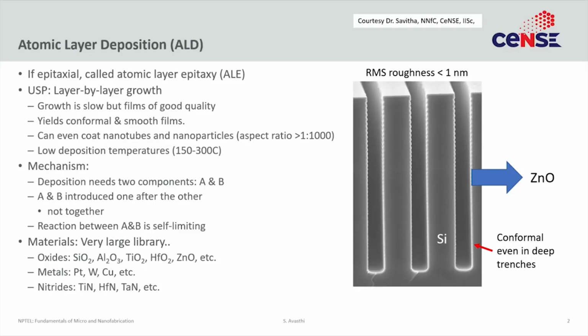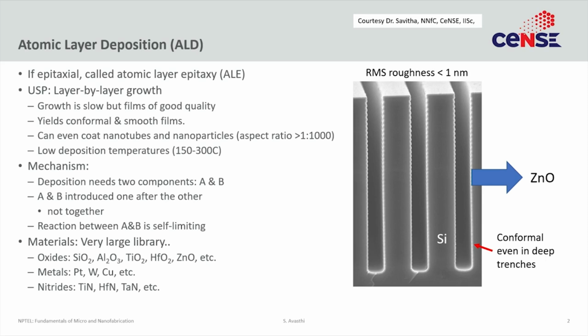So let's get started. Atomic layer deposition, as the name suggests, is layer by layer growth. In this extreme case, that layer can be a monolayer thick, hence the atomic layer. So the idea is that you are making a film by literally adding one atomic layer on top of another atomic layer. The great advantage of atomic layer deposition is that it leads to extremely smooth and conformal films.